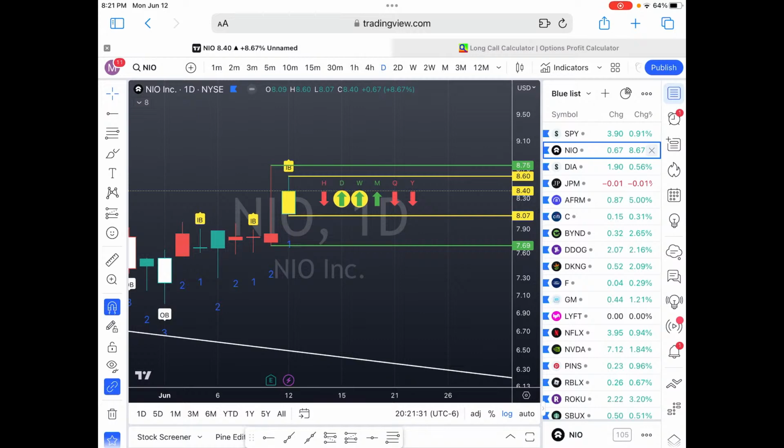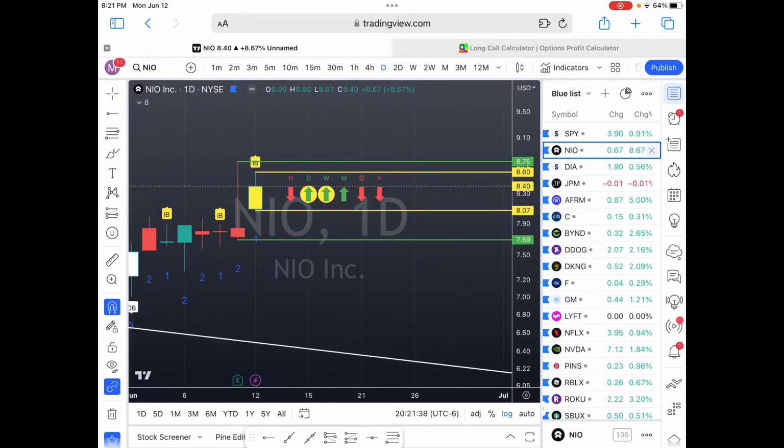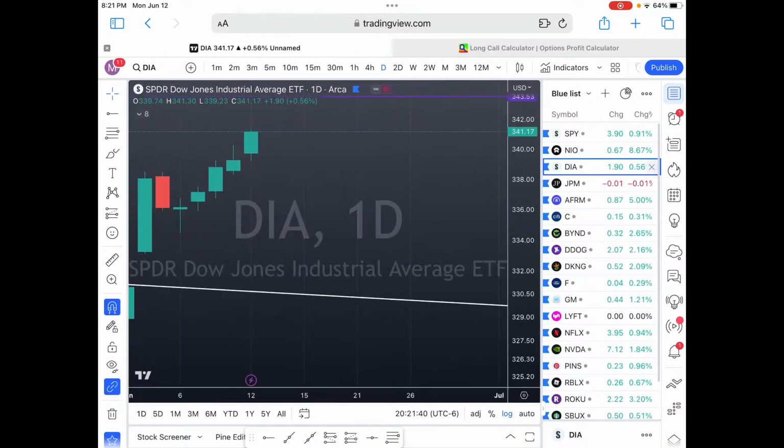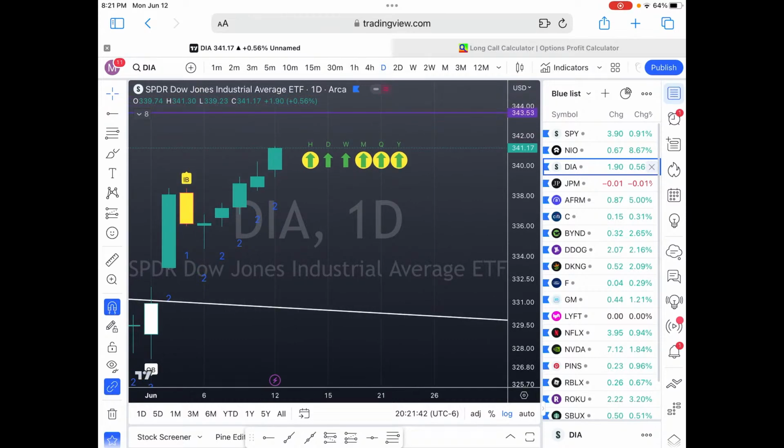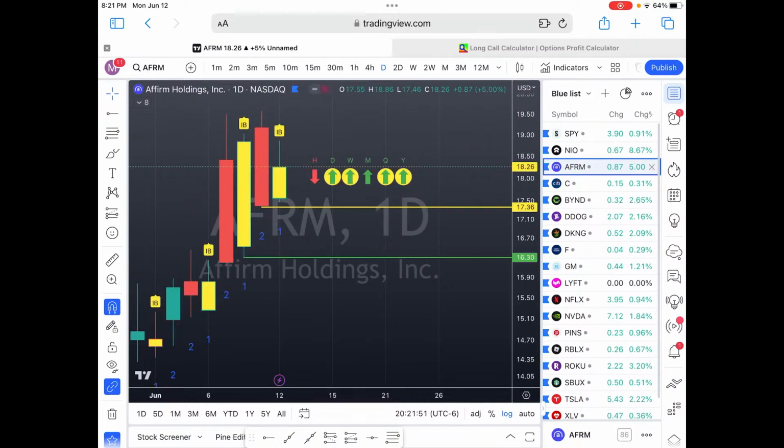Okay, I think I lost my keyboard. That's okay. So those are inside bars, one of my favorite things to play. I did set these up late in the day. When I originally looked at them, it was about 1:30, so they may have changed somewhat.